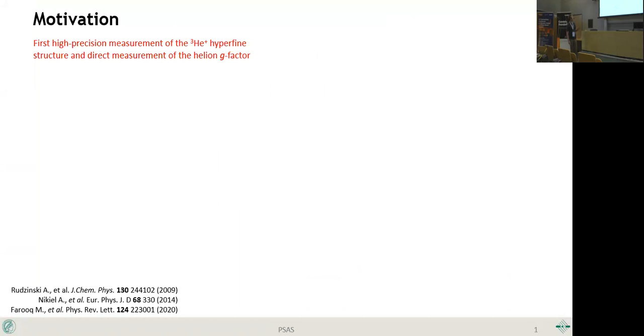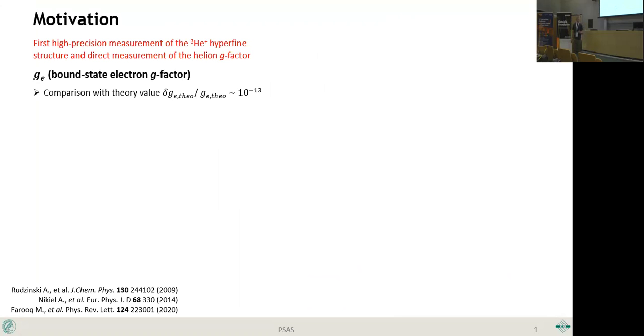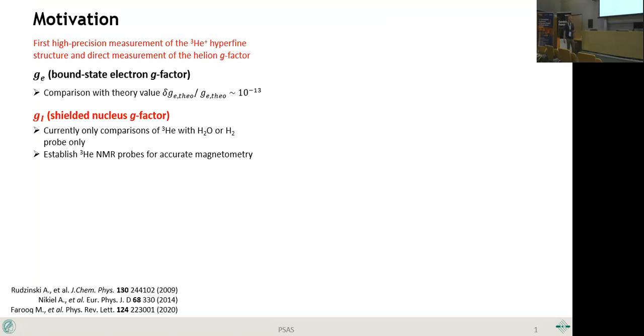So as a first slide, I give a slight motivation for this. Measuring the hyperfine structure gives access to basically 3 constants, one of which is the bound state electron g-factor, and that you can use to compare to state-of-the-art theory values. Then there is the shielded nucleus g-factor. As compared to doing the experiment with the 3He2+, you still have a shielding of the electron. So the value you extract from the experiment is a shielded value.